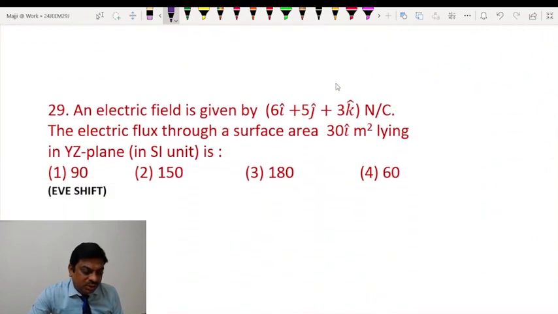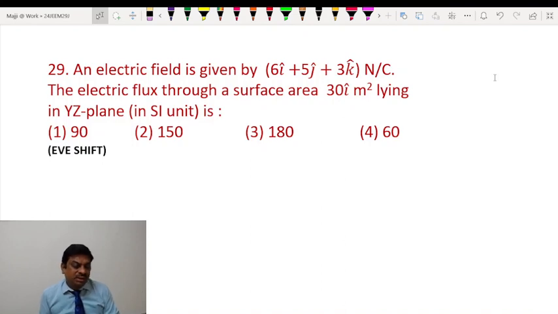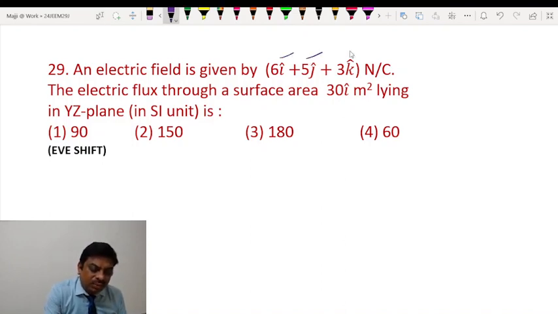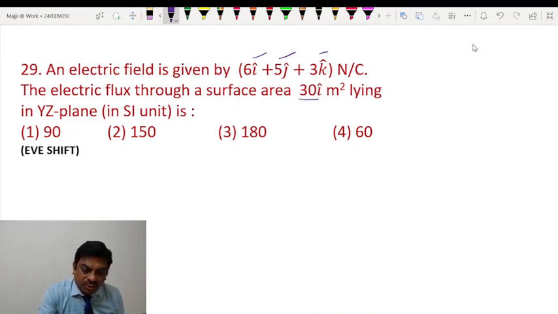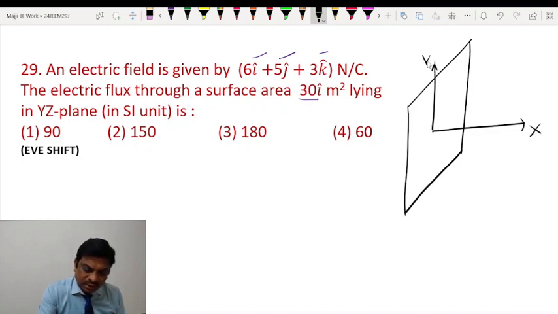Then moving on to the next question, question 29. An electric field is given by this. You can see it has I component, J component and K component. The electric flux through surface area of 30 I cap lying in the YZ plane. So this is the x-axis, the y-axis and the z-axis.